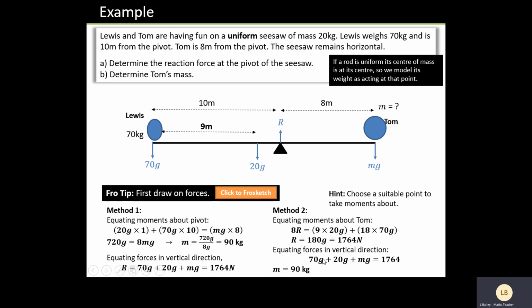Again, I can equate forces in the vertical direction. This time, I know what the reaction force is with this method. The only thing I don't know is Tom's mass. So if I do my down forces are equal to my upward forces, because I'm in equilibrium, and solve it, then I work out that the mass must be 90 kilograms.